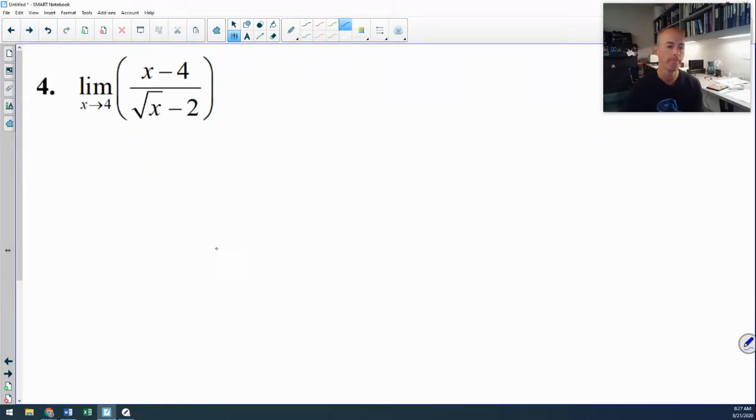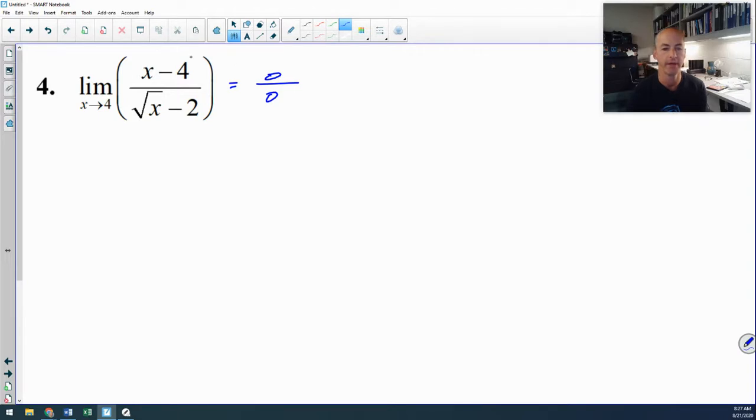Let's go on to number 4. So if I plug in x approaches 4, so 4 minus 4, my numerator is 0. My denominator, root 4 minus 2, that will be 2 minus 2, which is also 0. So here I have another 0 over 0. I've got to do more work.